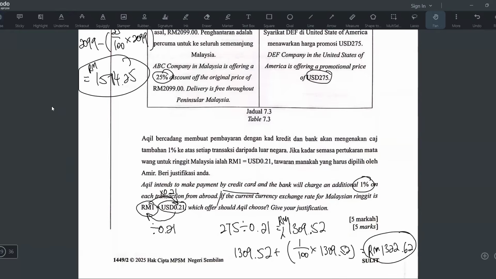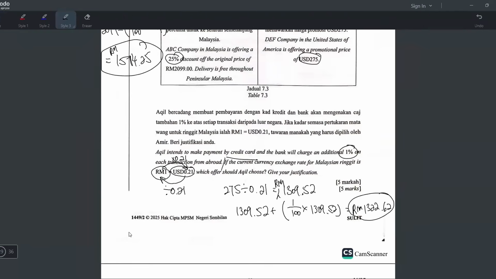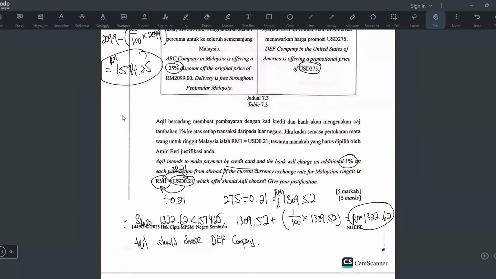So which offer should Akil choose? So I'll just write here, Akil should choose DF company. Okay, give your justification. Okay, what's the justification? Okay, the justification I can write first. Since 1322.62 lesser than 1574.25, comma, and then write this, Akil should choose DF company. Okay, yeah, so I think if you write like that, it's good enough. Okay, sudah siap?